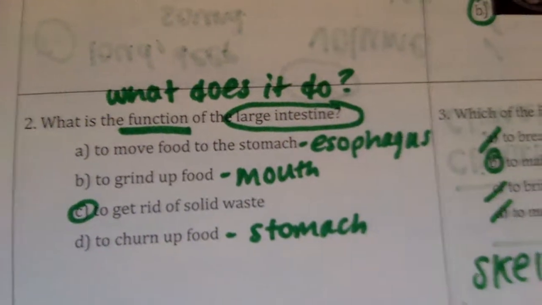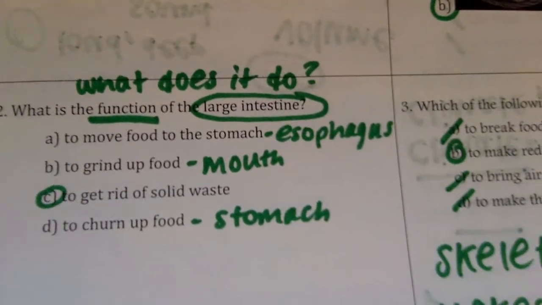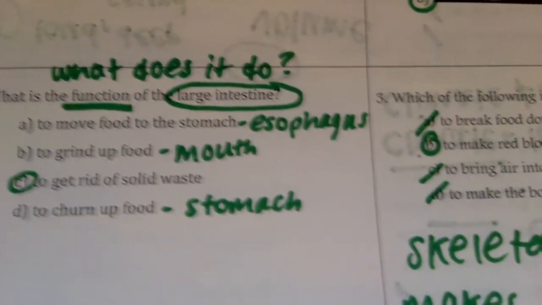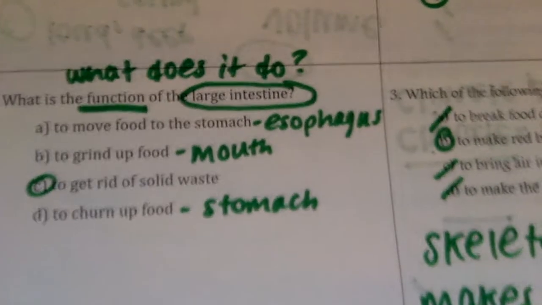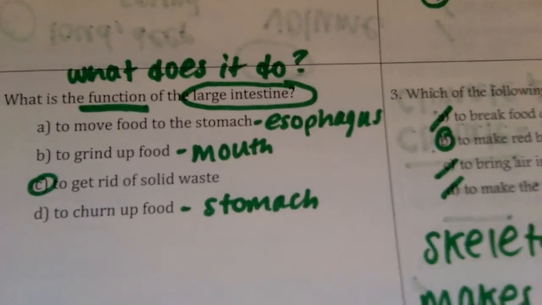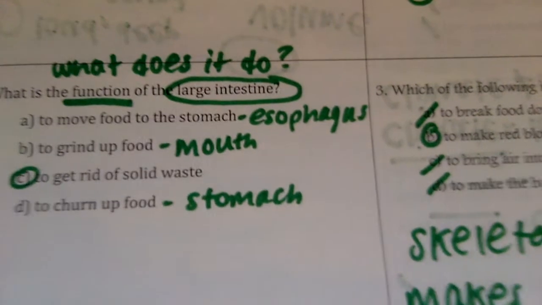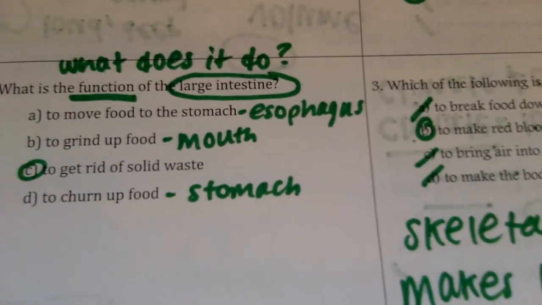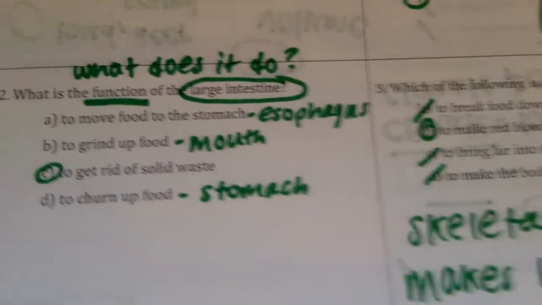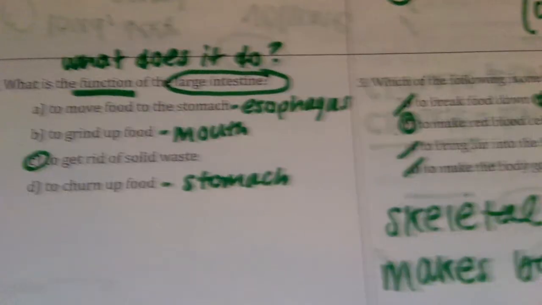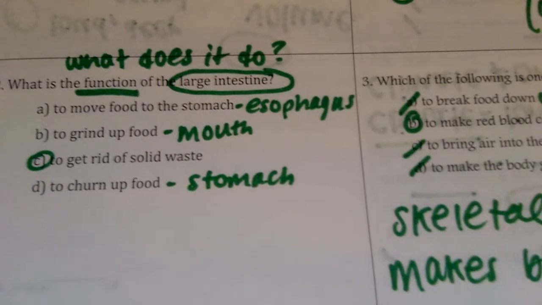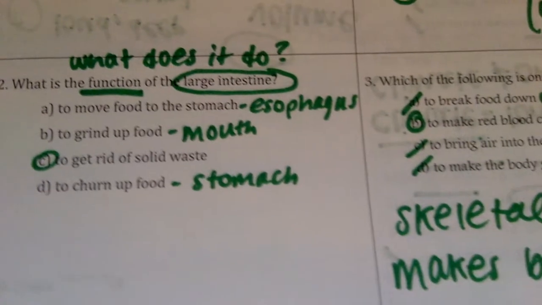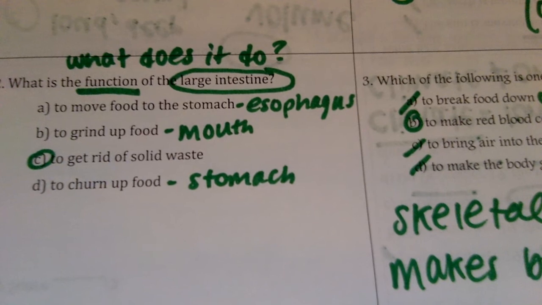Question number 2 says, what is the function of the large intestine? So again, the word function means what does it do? So let's go through our answer choices. This might be hard for us because maybe from the beginning we don't know what the large intestine does. But all of our answer choices are going to tell us the function of at least one part of the body, and we can translate those so that we can narrow it down to which one is talking about the large intestine.